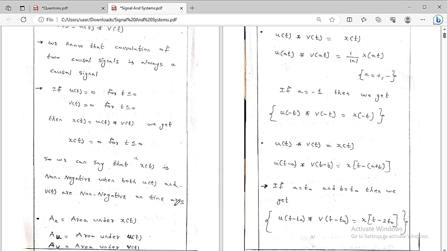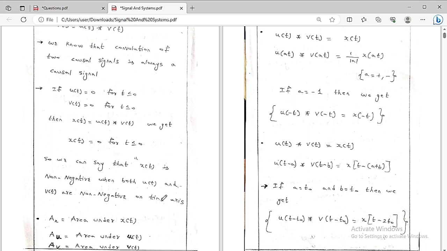See, the negative time axis means there is no value. There is no value in the negative time axis. Non-negative means there are no negative values. If that is the case for both u of t and v of t, then the resultant x of t is also non-negative on the time axis.